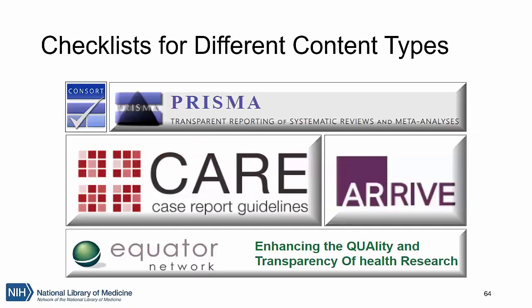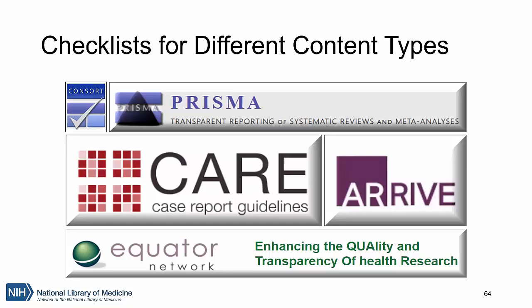The NLM refers to specific guidelines from various organizations for assessing the quality of journals that you can also use and share with your research communities. Links to these guidelines and checklists are available on your handout. So for systematic reviews and meta-analyses, refer to the PRISMA guidelines. For case reports, review the CARE case report guidelines. For clinical trials, refer to the CONSORT guidelines. And for animal studies, ARRIVE provides guidance.